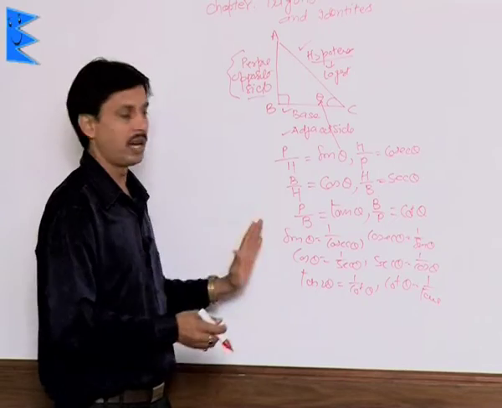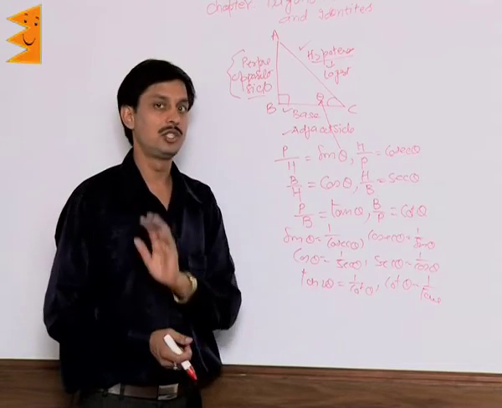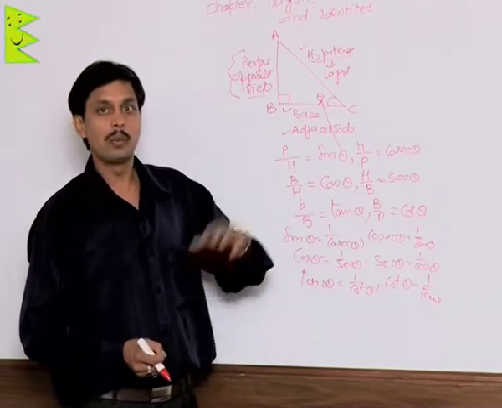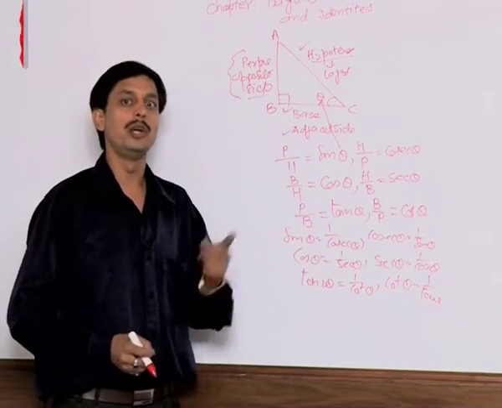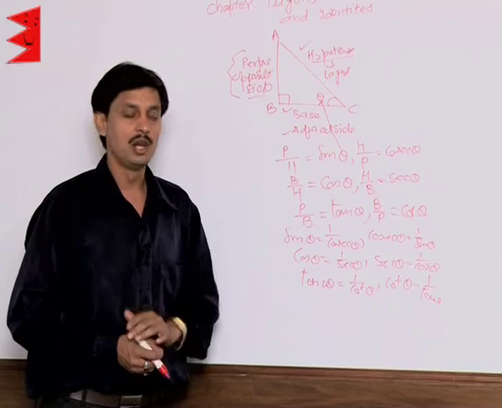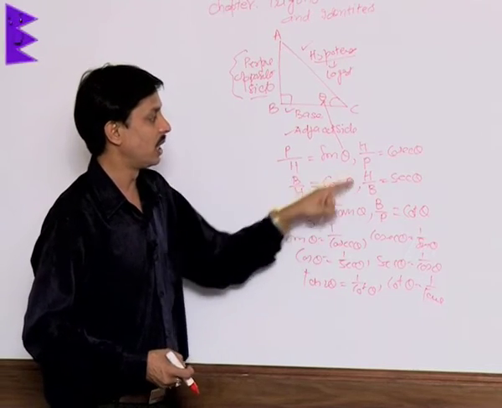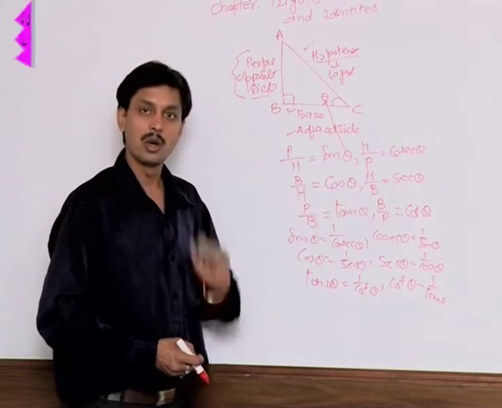So in trigonometry, how many ratios are possible? 6. Why only 6? A triangle has 3 sides. To obtain a ratio, we need 2. So 3 into 2, only 6 ratios. What are the names of these ratios? Sin theta, cos theta, tan theta, cosec theta, sec theta, cot theta.